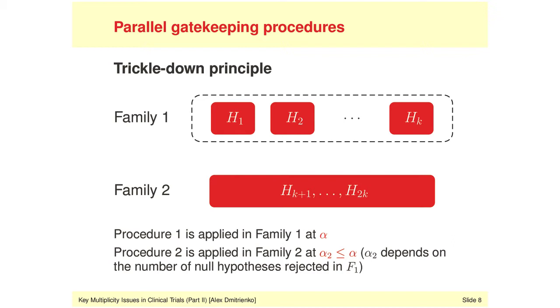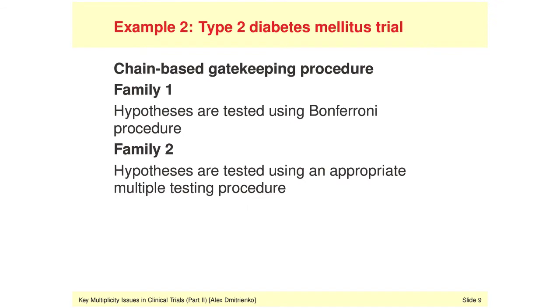That alpha 2, which is the local significance level utilized within the secondary family, will depend directly on the number of null hypotheses rejected in the primary family. The trickle-down principle can be illustrated using a general example with a 2-family multiplicity problem by constructing a simple chain-based gatekeeping procedure. This gatekeeping procedure would test the null hypotheses included in the primary family, family 1, using the Bonferroni test, and in family 2, any appropriate multiple testing procedure that provides local alpha control could be applied. Examples would include, for example, the Holm procedure.